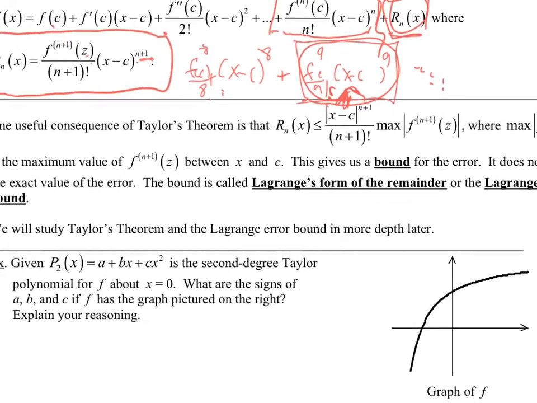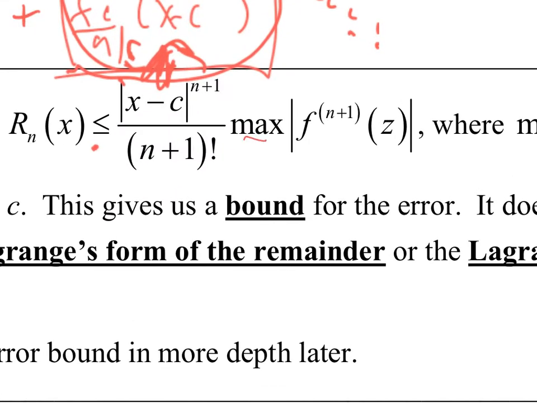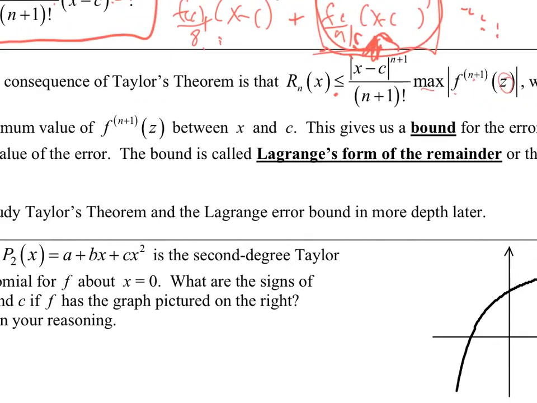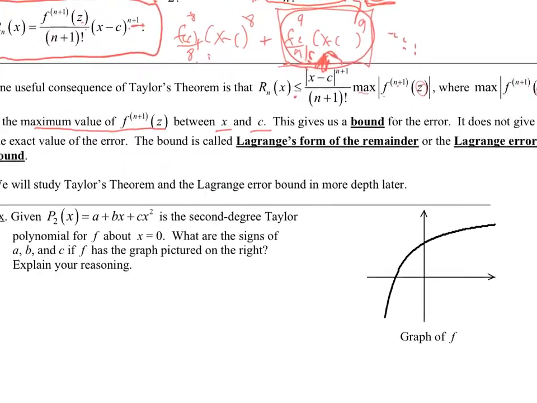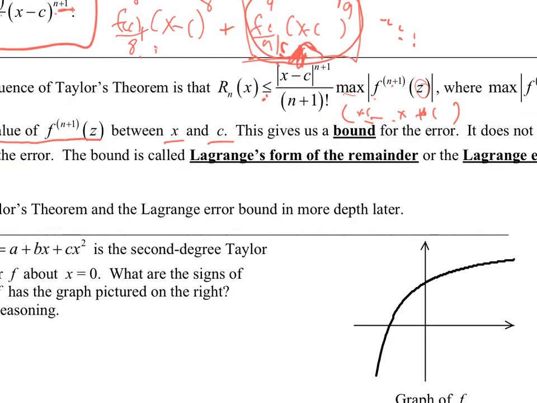All right. Okay, he continues. The remainder has to be less than or equal to the maximum of f, n plus 1, at some value, where the maximum of the n plus 1 derivative is the maximum value of that derivative between x and c. Okay, so it still sounds mysterious. But when you write it as an inequality, it does give you a plus or minus bit. You have your x value and your x minus c, so you do have an interval there. The fancy word is Lagrange, another mathematician.